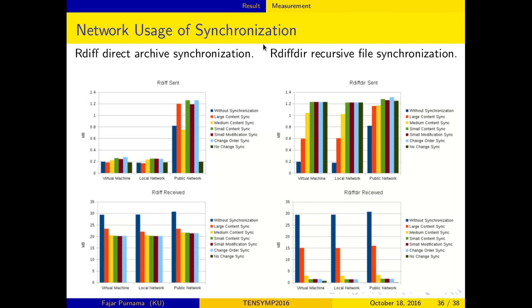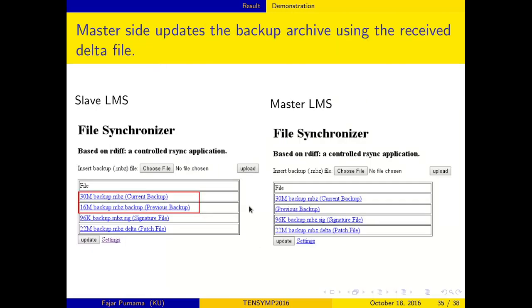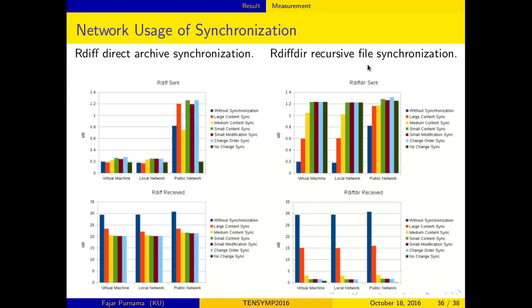Here we use two applications for the synchronization, and we compare them. The first one is Rdiff. The second one is Rdiff Dir. The difference is that Rdiff directly synchronizes the archive. In other words, it synchronizes the .mbz directly. Or in other words, if you're not familiar with the .mbz, it synchronizes the compressed file directly, like the .zip or .rar or the .tar.gz and etc.